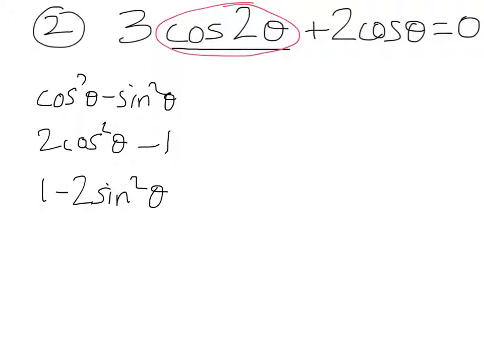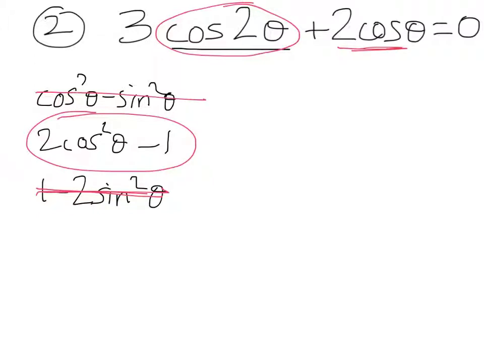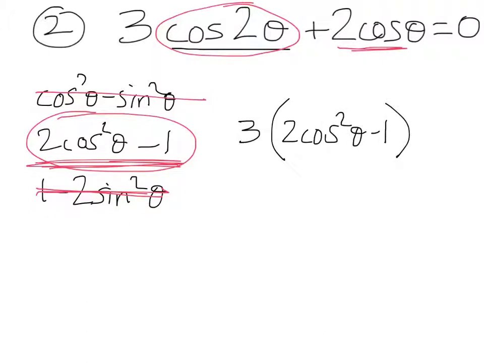Well, it would be really convenient if the entire equation had only one function. If I choose the first option, I'll have both cosine squared and sine squared. If I choose the last option, I'll have sine squared with the original cosine that was there, so we don't want this one. However, if we choose the middle option, then our equation would contain only cosine throughout. It would become 2 cosine squared minus 1 plus 2 cosine equals 0.